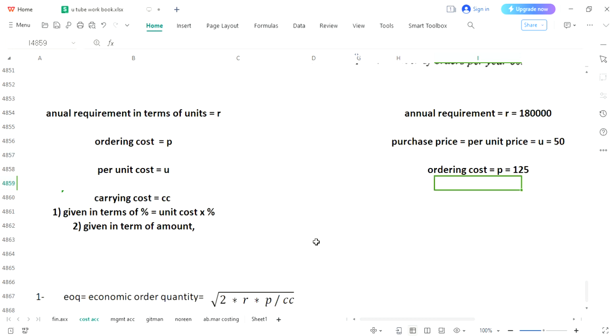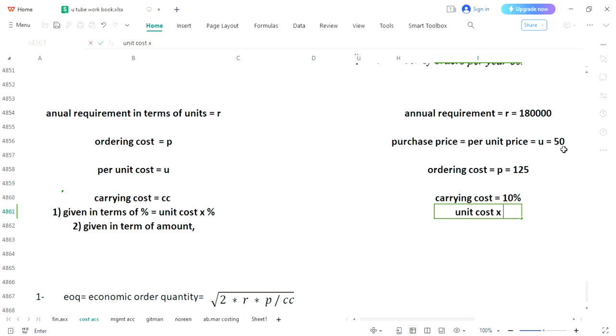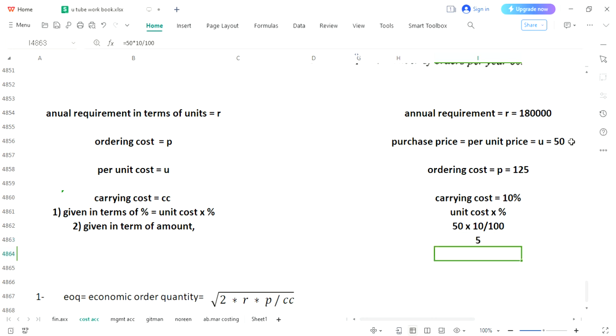Carrying cost 10%. Carrying cost is 10%, and we will calculate it right now. Carrying cost may be given in terms of percentage, or may be given in terms of amount. In this question it is given in terms of percentage, so you will use unit cost multiplied by percentage. Unit cost U is 50, and you need to multiply it with 10%, multiply by 10 divided by 100. Now finally we can calculate 50 multiplied by 10 divided by 100. So we have got our amount. In this way carrying cost has been calculated.